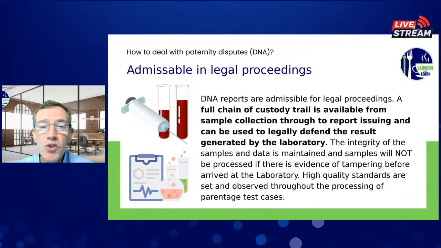There is a full chain of custody trail that is available from the sample collection, from the time that they collected it, right through to doing the test and then the reporting right at the end. And only then could it be used as evidence in court. So there needs to be a chain of what happened from the get-go, from taking the blood sample, giving the consent, right through to the end. That needs to be reported as a chain of custody, and then it would be admissible in court.